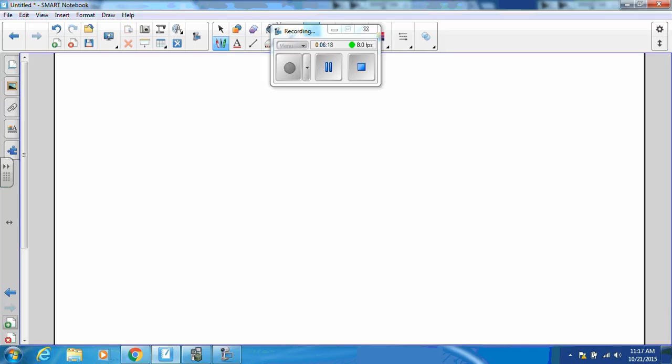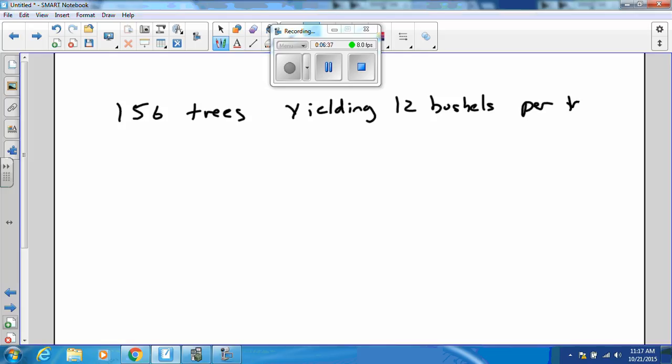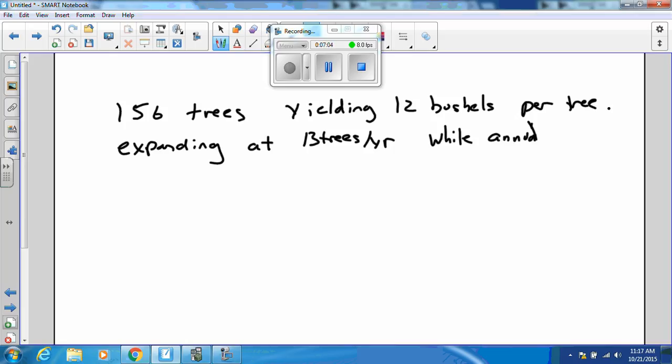An apple farmer currently has 156 trees yielding 12 bushels of apples per tree. I mean, just read it. He is expanding his farm at a rate of 13 trees per year, while improved husbandry is improving his annual yield by 1.5 bushels per tree.